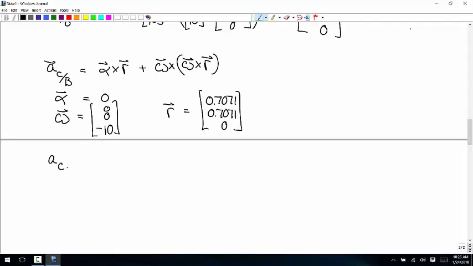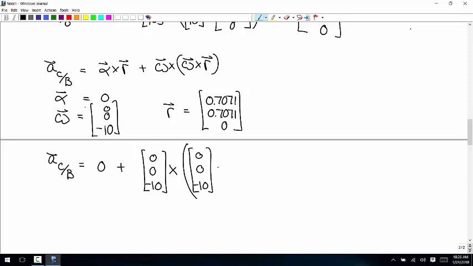So the acceleration of c relative to b is equal to 0 plus (0, 0, negative 10) cross quantity (0, 0, negative 10) cross (0.7071, 0.7071, 0).